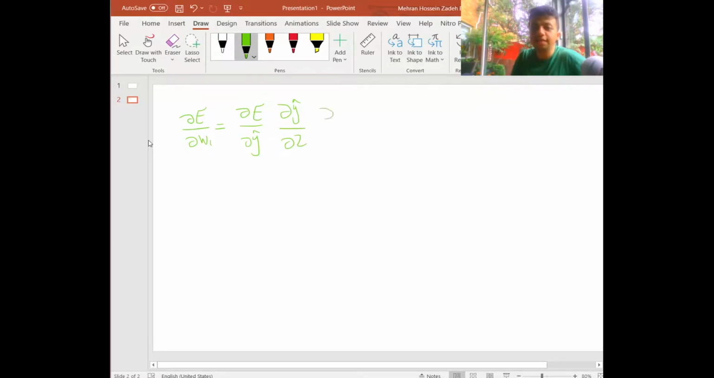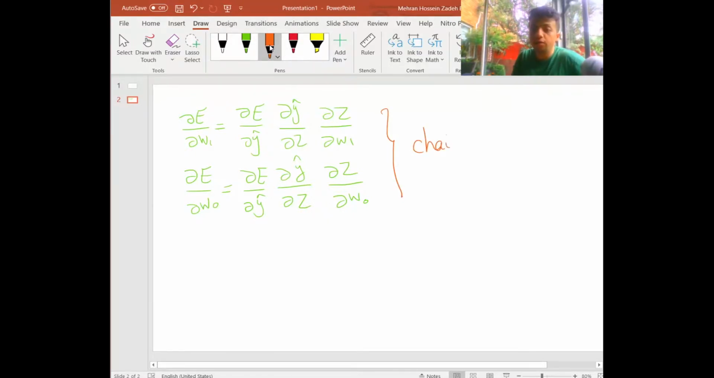And then z is a direct function of your parameter w1. The same story about w0. You get the derivative of e with respect to w0. Again, e is a function of y hat, so you can say derivative of error with respect to your y hat. And then y hat is a direct function of z, so you can just say derivative of y hat with respect to z. And then z is a function of w1 and w0, so you can just say the derivative of z with respect to w0. All of this is possible because of this thing called the chain rule.